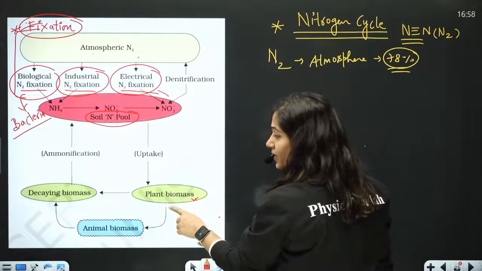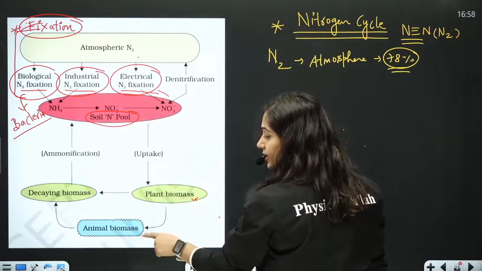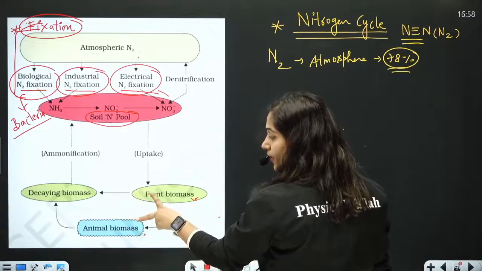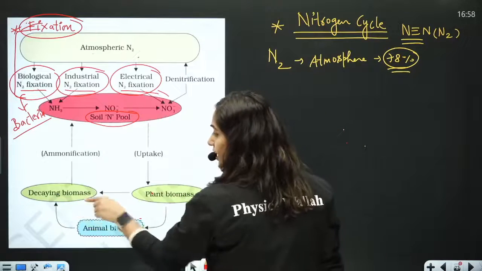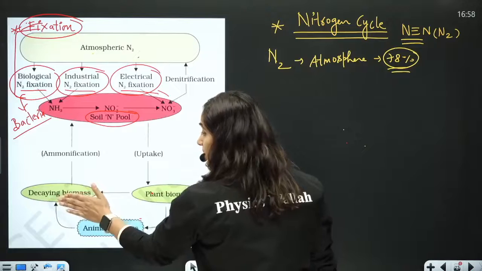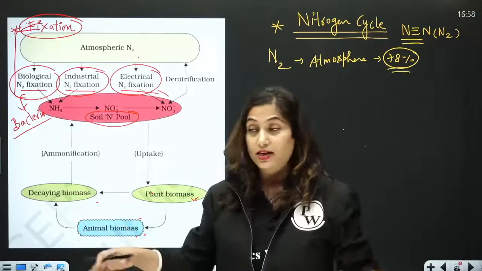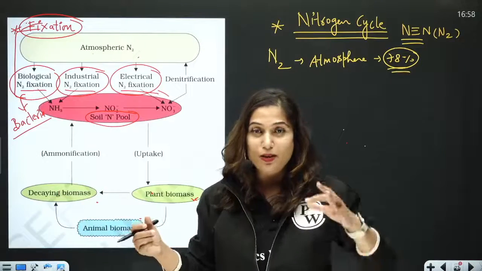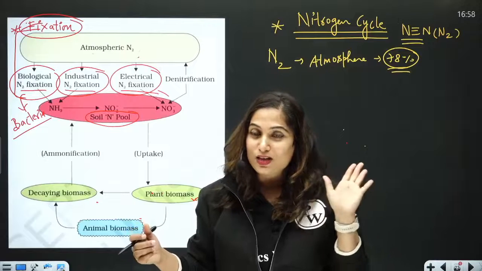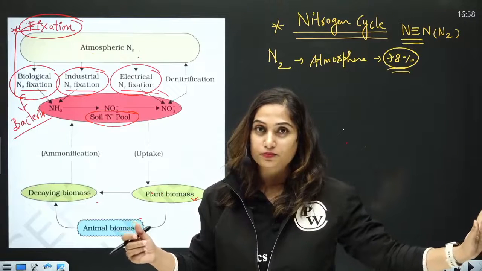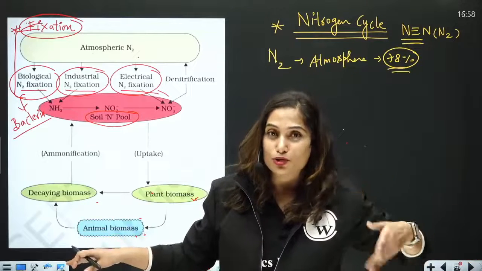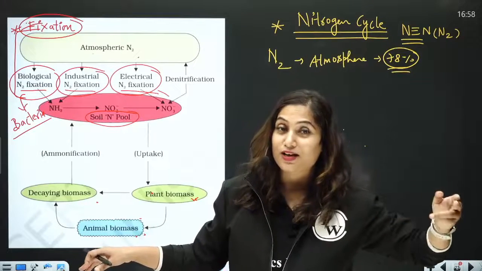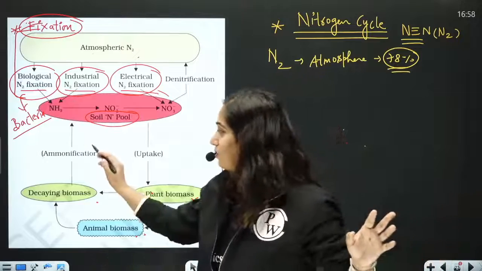And the animals will eat the plants. Then both animals and plants will die, and they will form the decaying biomass. When this dead or decaying matter will be decomposed, ammonia will be released from it, and this process is called ammonification.